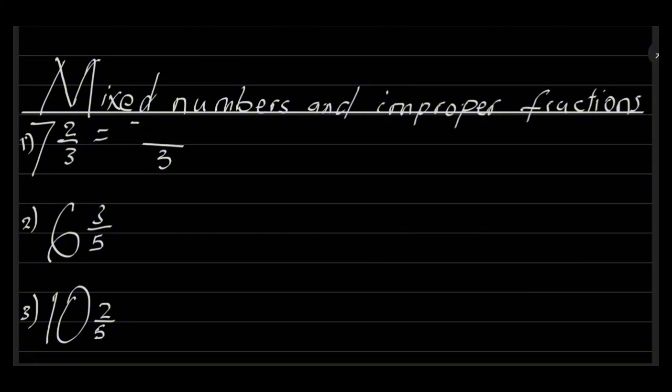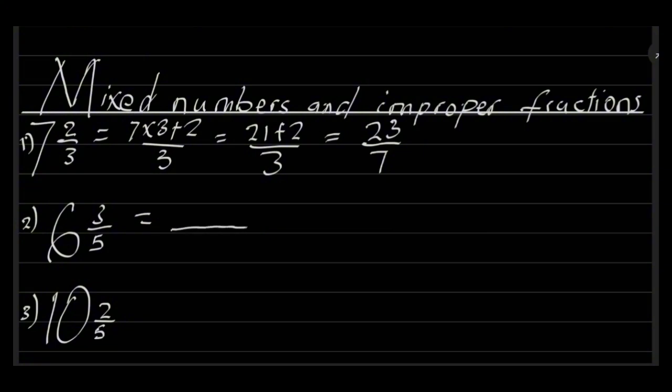So that is going to give us 7 times 3 plus 2. So 7 times 3, that would give us 21 plus 2 all over 3. And our final answer is going to give us 23 over 7. We will later on learn how to convert from improper fractions to mixed fractions.